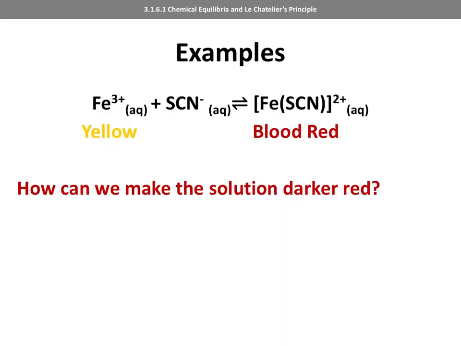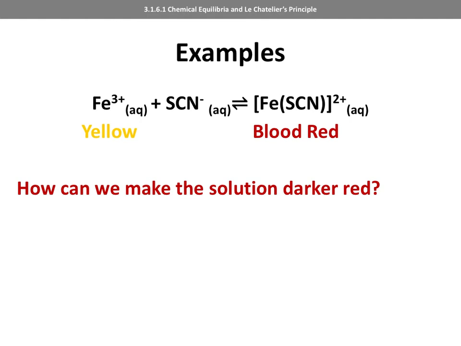So let's look at one or two examples. Here's an equilibrium reaction. If the position of equilibrium is far to the left, the mixture is going to look yellow. If it's far to the right, it's going to look blood red, and it's asking us how we can make the solution a darker red. So what that's really asking is how can we shift the position of equilibrium to the right. Now, pressure isn't relevant because we've got everything in the aqueous state.